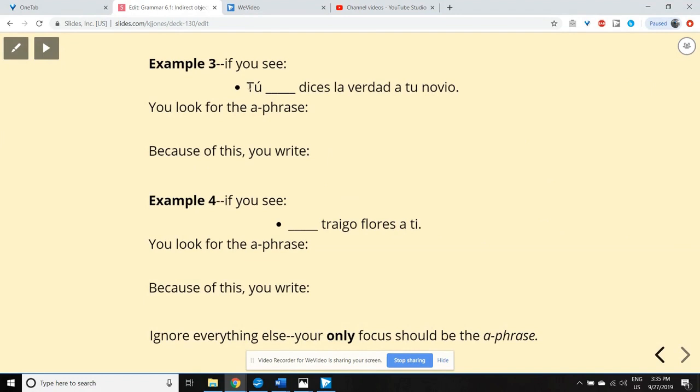So we're going to work with this sentence, and your task is to produce the correct indirect object pronoun. "Tú blank dices la verdad a tu novio." Wonderful. Ignore everything else. Scan until you find the a phrase. There it is. It's a tu novio. Super. That's a plus a singular noun. As I just told you, when this is the case, the indirect object pronoun we have to use is le.